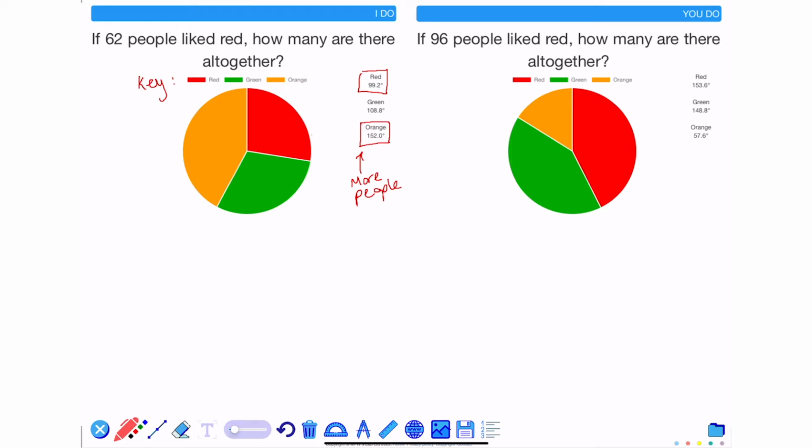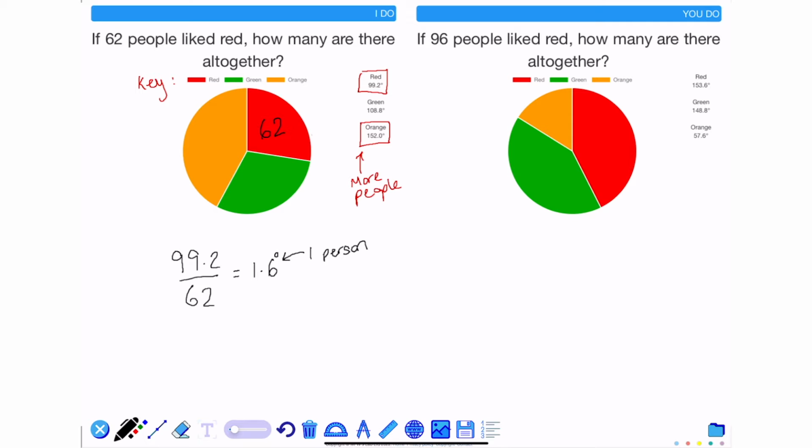For this question, 62 people are represented by the red section, and I need to work out how many people are represented in the entire chart. Knowing that the angle is 99.2 degrees, I can work out how many degrees one person represents by doing 99.2 divided by 62. This gives me 1.6. This is what one person represents in my pie chart.